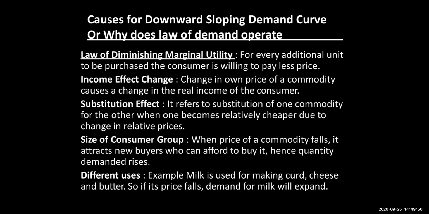Next one is the size of the consumer group. When the price of a commodity falls, it attracts new buyers to buy that product. And similarly, when the price of that product increases, then the existing consumers will exit the market because now, due to the increase in price, they cannot afford that commodity. Over here, for example, milk is used for making curd, cheese and butter. So if the price falls, the demand for milk will expand.